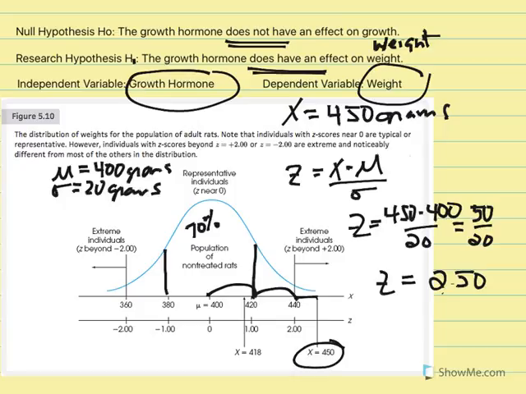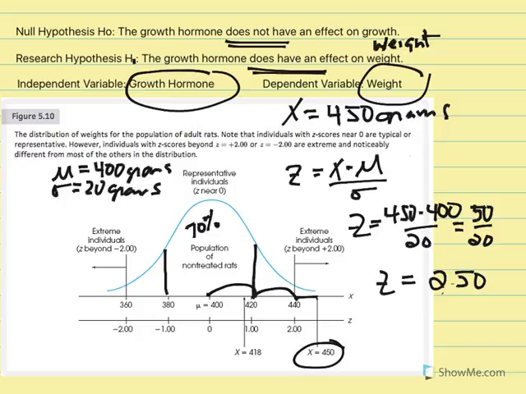And again, we had indicated that this idea of noticeably different is defined by values that are beyond two standard deviation units. So this falls into what we would refer to as extreme or noticeably different. This is giving us evidence to indicate we have support for the research hypothesis. The research hypothesis indicates that the growth hormone will have an effect on weight. Because the weight of this particular rat was significantly higher than the norm, outside of that common region, we would have support for that.